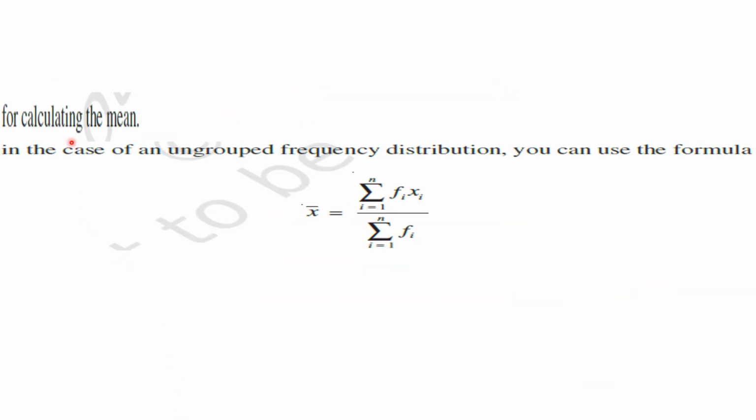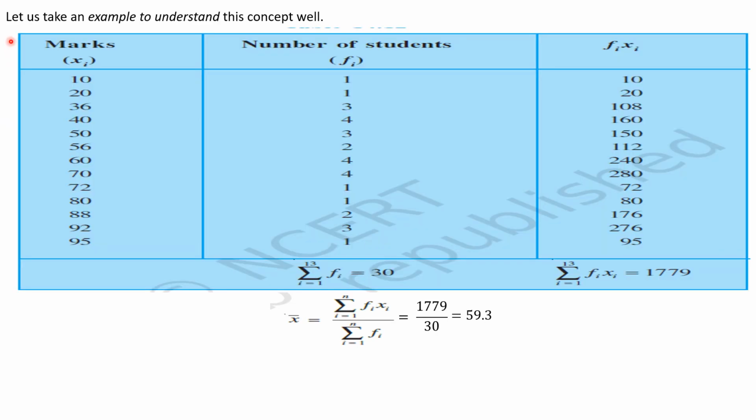For calculating the mean in the case of an ungrouped frequency distribution, you can use the formula x bar is equal to sigma i equal to 1 to n fi into xi, whole divided by sigma i equal to 1 to n fi. Okay, my dear children, remember this formula, memorize this formula well to find the mean of an ungrouped frequency distribution. To understand this concept well, let us take an example.